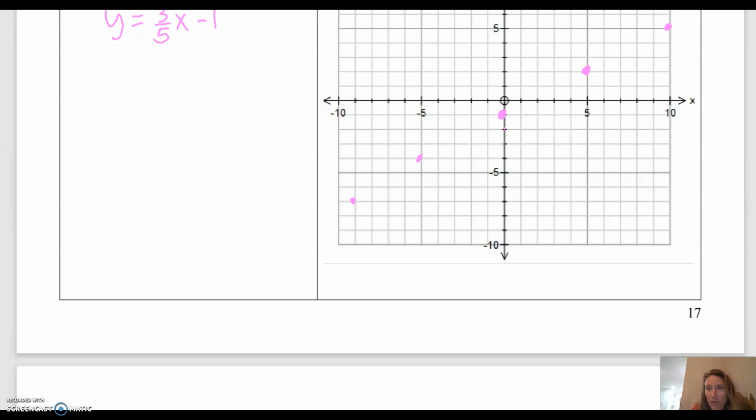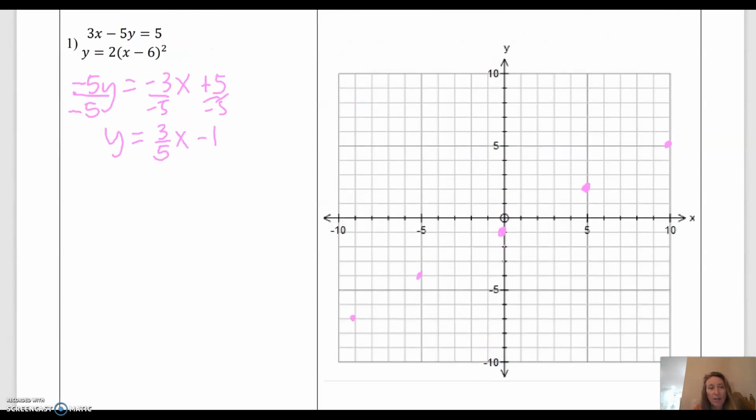Oops. And then for the next equation, it's my parabola. Let me remind myself of the parent function. So the parent, remember we have negative 2, negative 1, 0, 1, and 2, and then I have 4, 1, 0, 1, 4. So that's my parent function, and I'm going to identify my key features A, H, and K. So A is 2, and then my HK is going to be 6, 0.